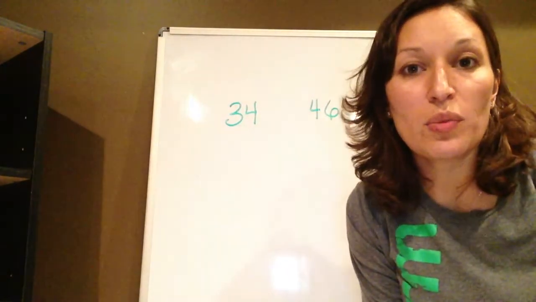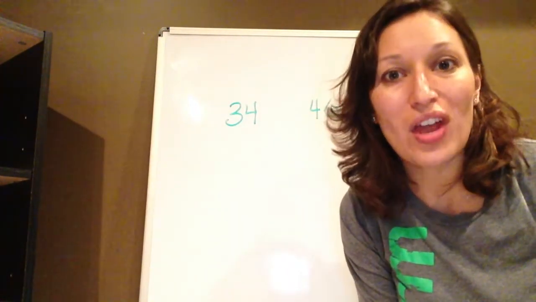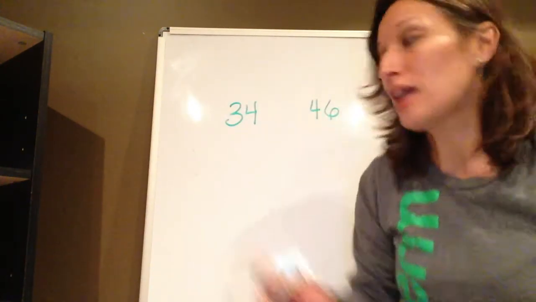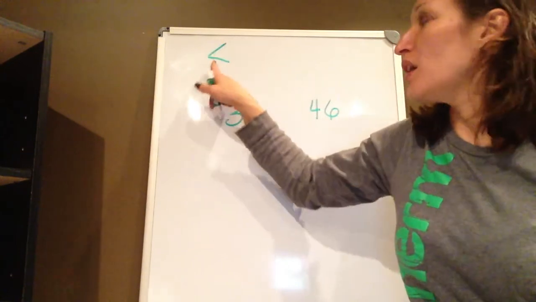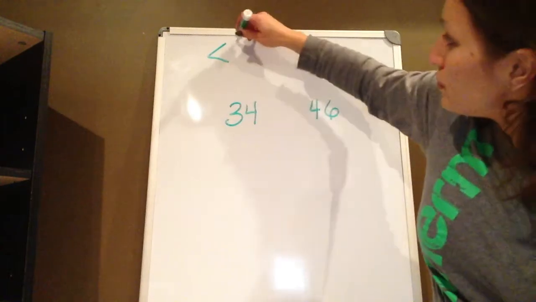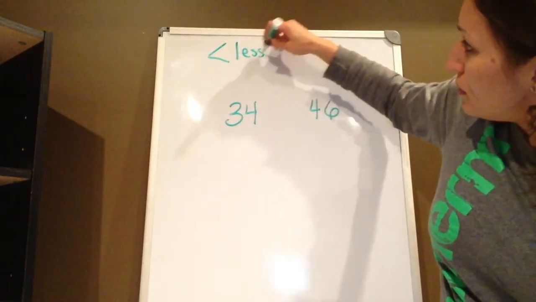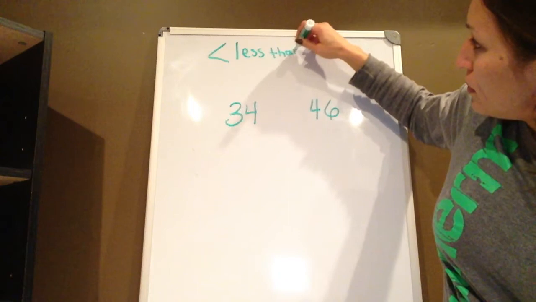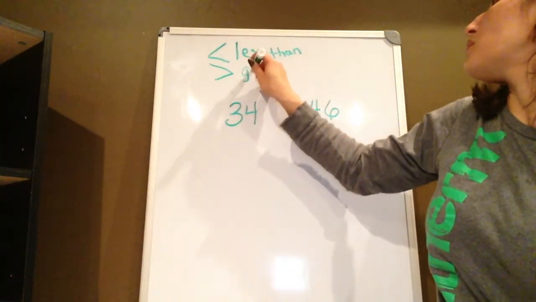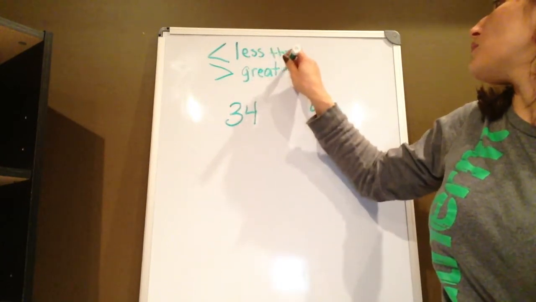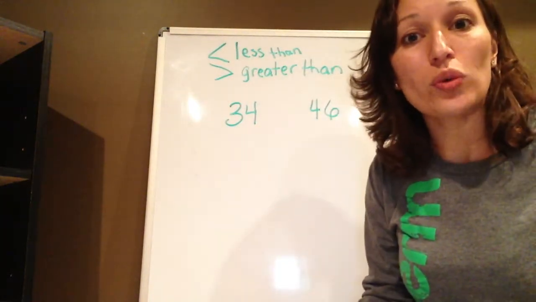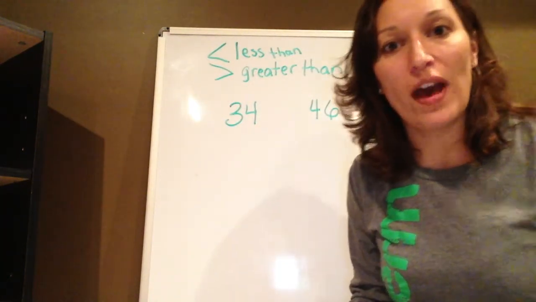We're going to start with these numbers that are less than 100, smaller than 100, and we're going to compare them. I'm going to leave a spot in the middle for us to put these signs. This sign means less than. This sign means greater than. And this sign means equal to, which also means the same value.